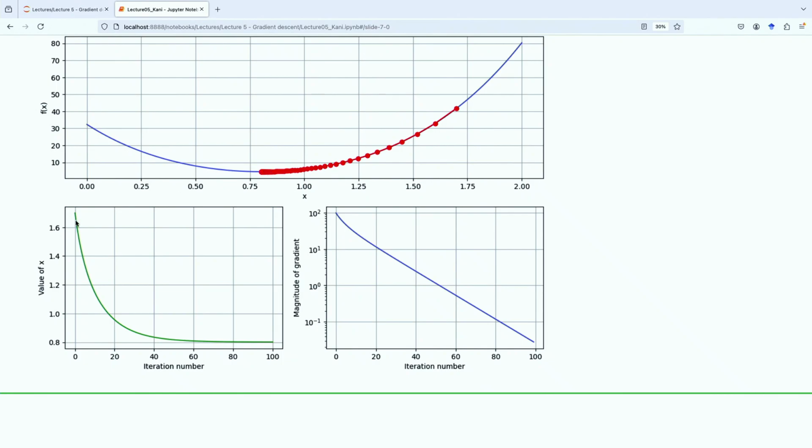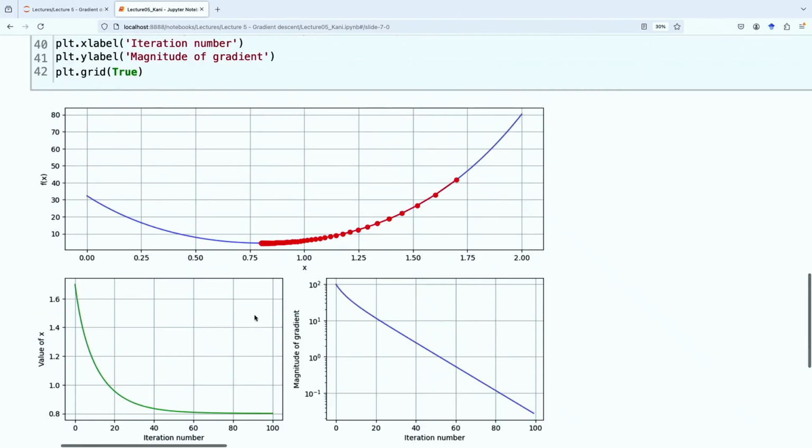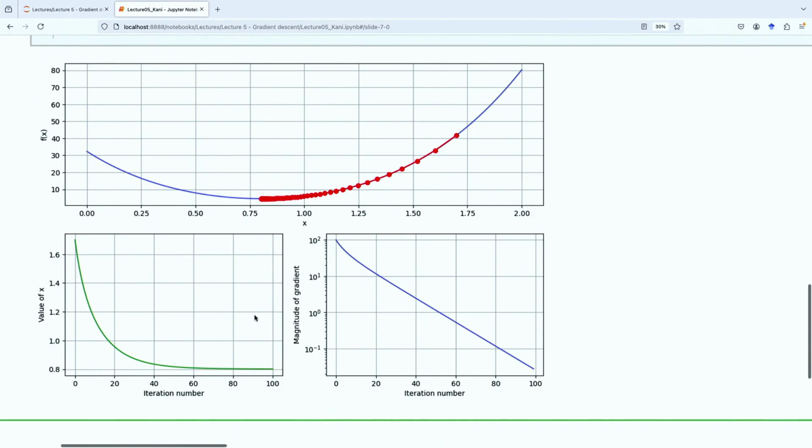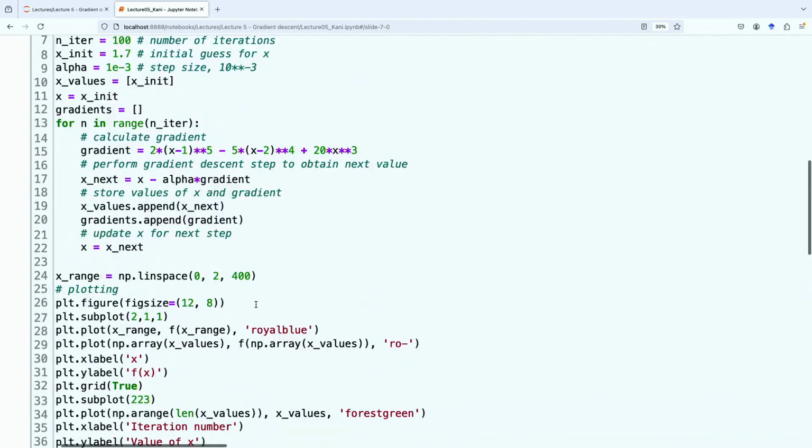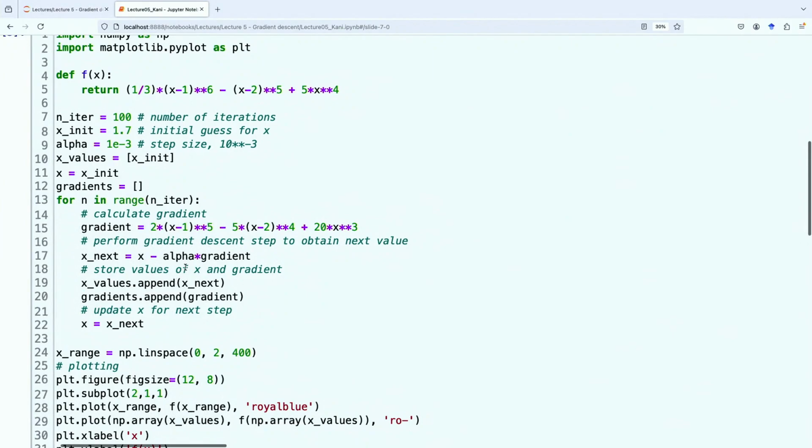And in fact, if you see the value of x, you can see an exponential decay starting from 1.7 and ending right around 0.8. I think it's a little larger than 0.8, like 0.805 or something. But yeah, that's the idea behind gradient descent. Very, very simple. It's simplified a lot of different things. All we need is to calculate the gradient, multiply it by the learning rate, and then take a step.